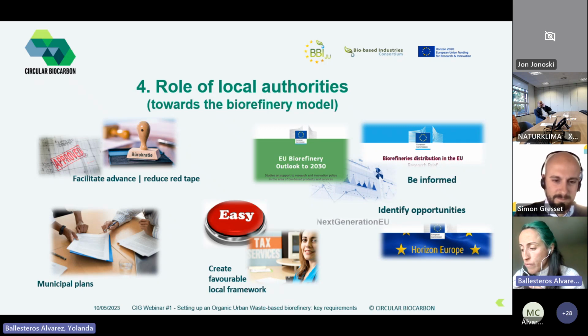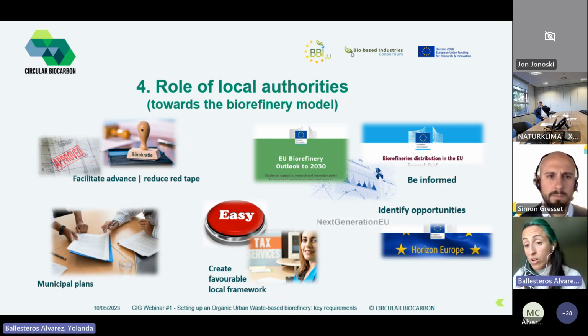Then, if the management of the waste treatment facilities is carried out by a subcontractor, the local authorities may have a role in making easier the path to achieving the biorefinery model. For example, by awarding necessary permits, by trying to keep the red tape from being a big burden, by facilitating dialogues among the different components of the value chain.